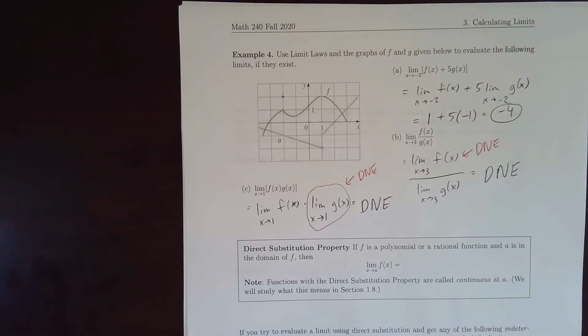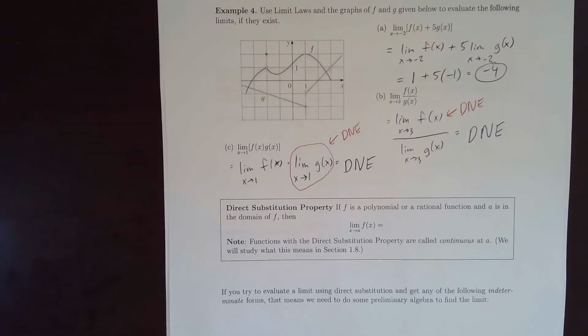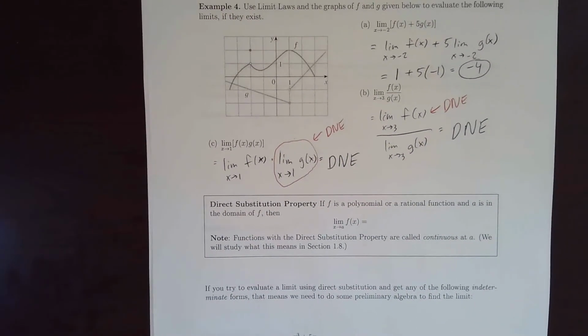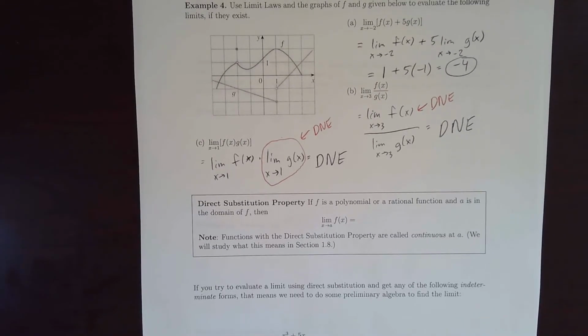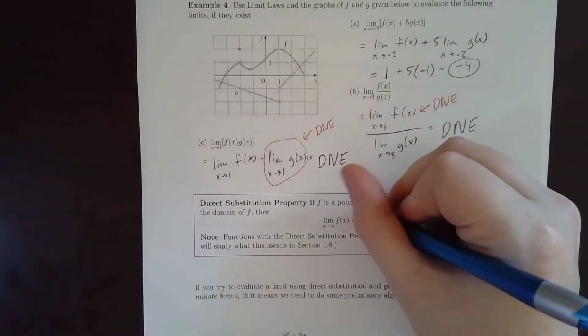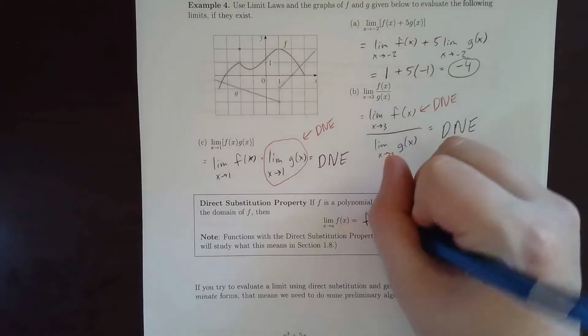Now, something you may have noticed from some of our earlier examples is that there are times where we really could just plug in a for x and go from there. So this leads us to the direct substitution property. If f of x is a polynomial or a rational function, and we know that a is in the domain of f, then the limit as x approaches a of f of x is going to be f of a.